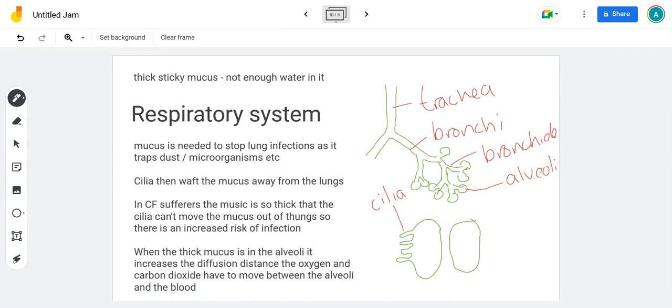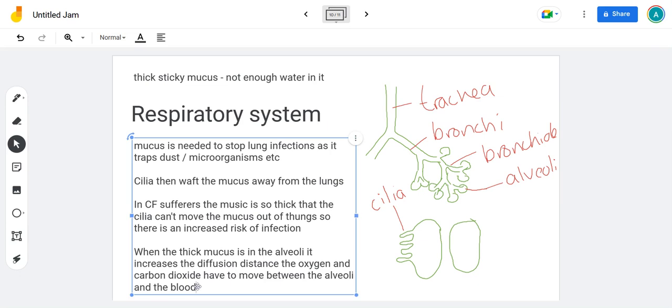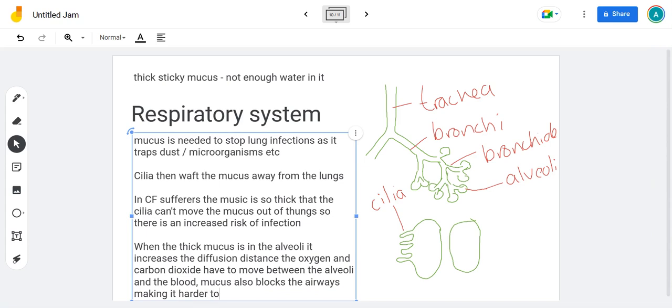Okay. The other thing is that the mucus is blocking the airways, making it harder for you to breathe, for the oxygen to get down to your lungs as well. So when the thick mucus is in the alveoli, it increases the diffusion distance that the oxygen and carbon dioxide have to move between the alveoli and the blood. And mucus also blocks the airways, making it harder to get oxygen into the lungs. Okay, so obviously it's a bad thing for your lungs, isn't it? It's really bad for getting oxygen.